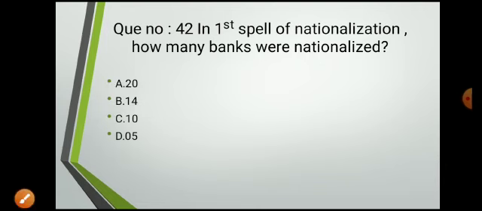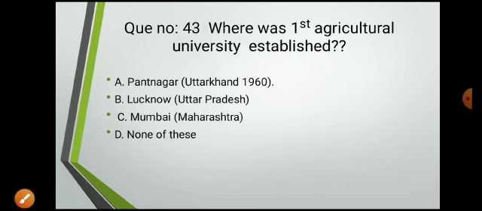Next question, question number 43. Where was the first agricultural university established? The options are Pantnagar, Lucknow, Mumbai and none of these. The correct option is option A, that is Pantnagar, which is in Uttarakhand. In the year 1960, this first agricultural university was established.